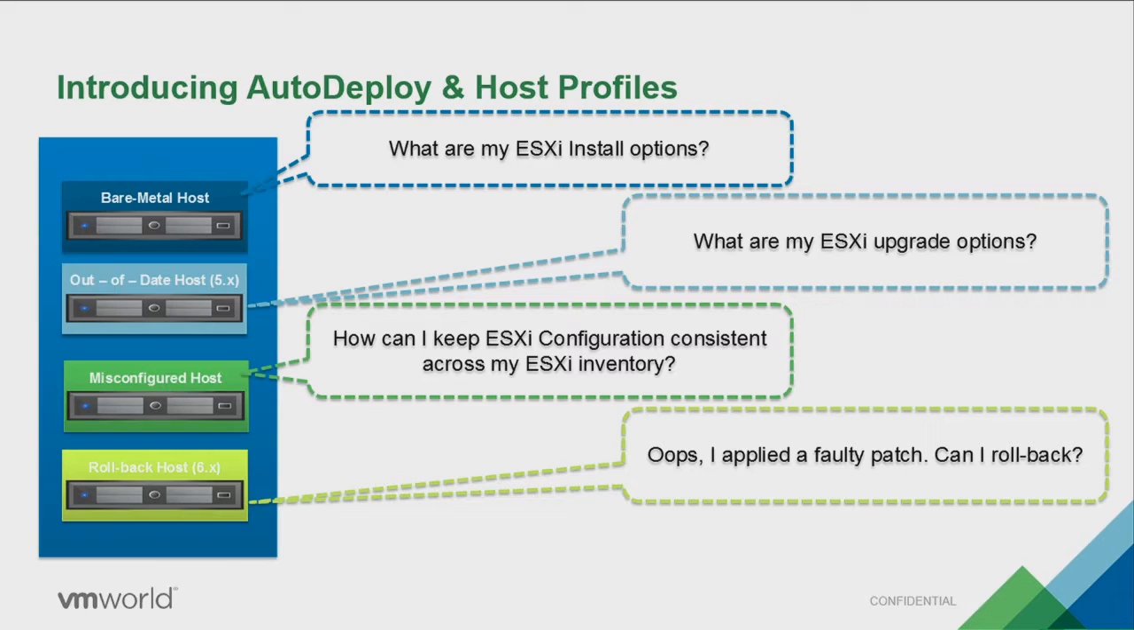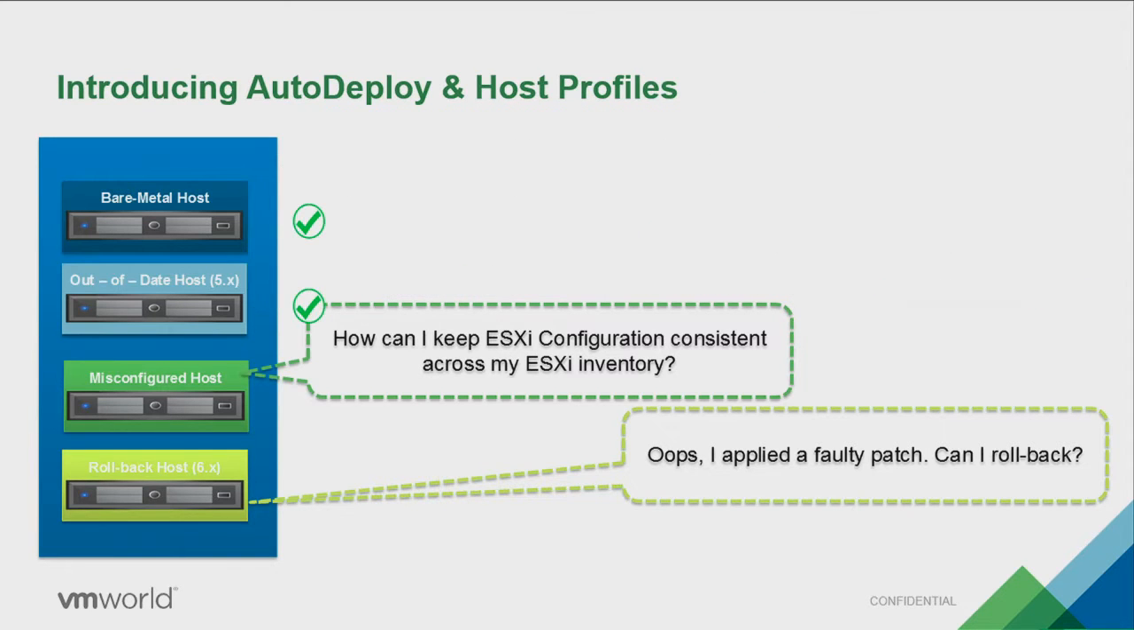Misconfigured hosts. How do you control that configuration drift? What do I have to do to stay on top of my hundreds or thousands of hosts to make sure that configuration stays the same across the environment? And then last but not least, rolling back a host. What if you decide for any reason that you need to roll back? Maybe it was just an update, maybe it's a full version. For whatever reasons in your environment, if you need to roll back, is there a way that you can do that quickly? Auto-deploy and host profiles covers every single one of those use cases. And we'll get into a little bit of how that works, as well as in the following session. That's what that session is focused on.